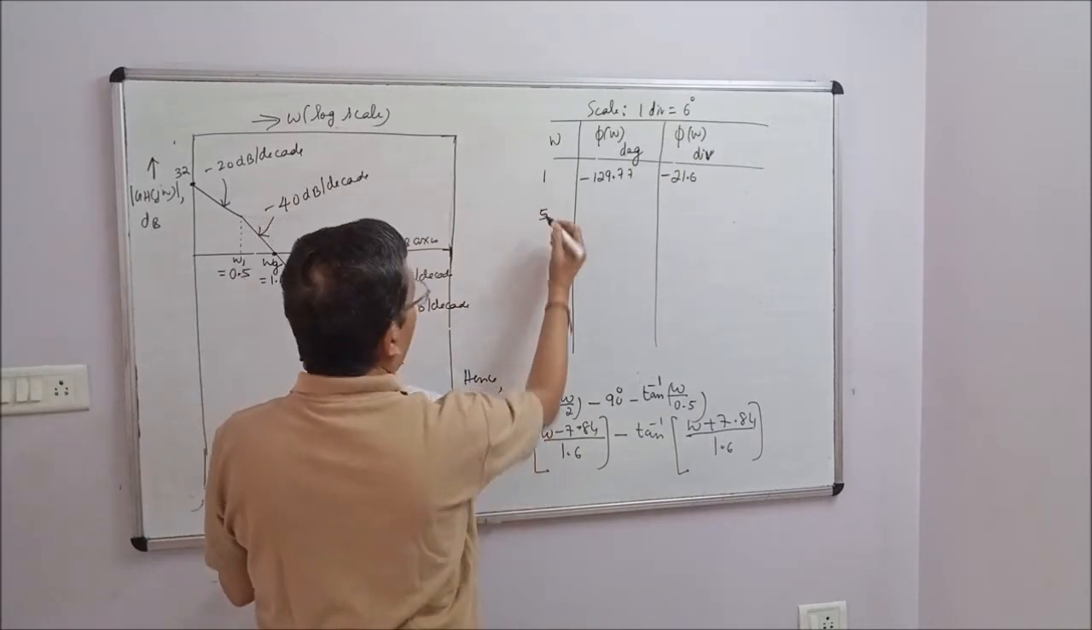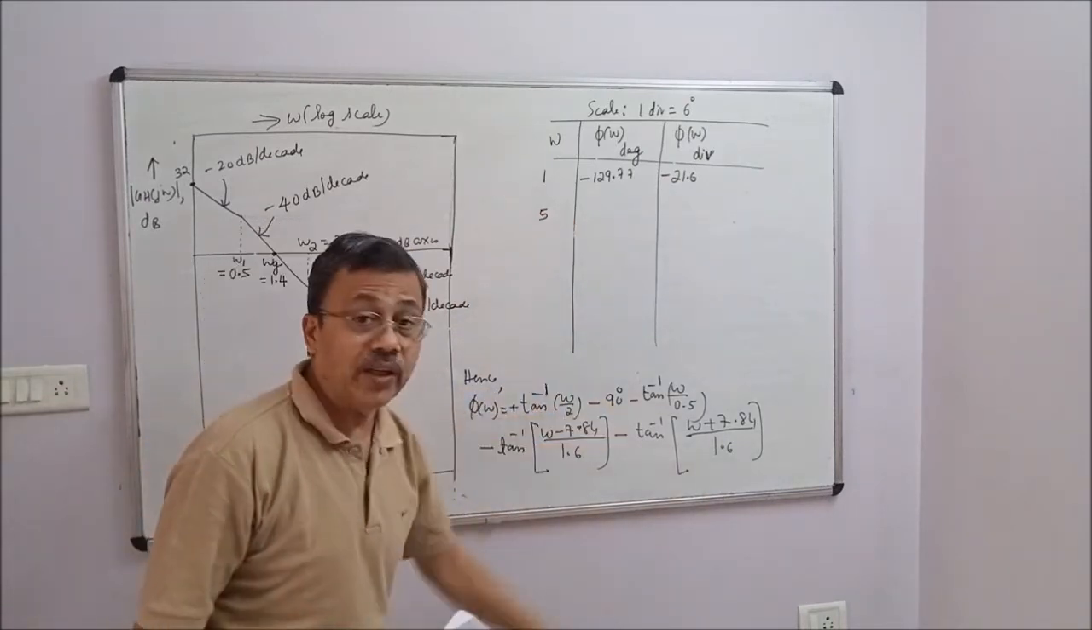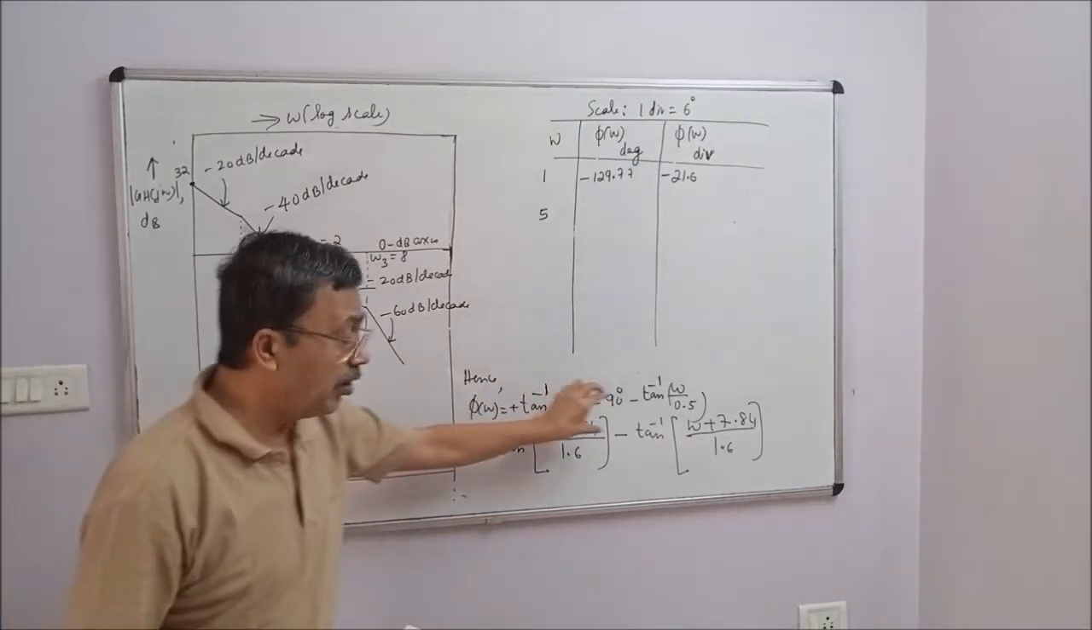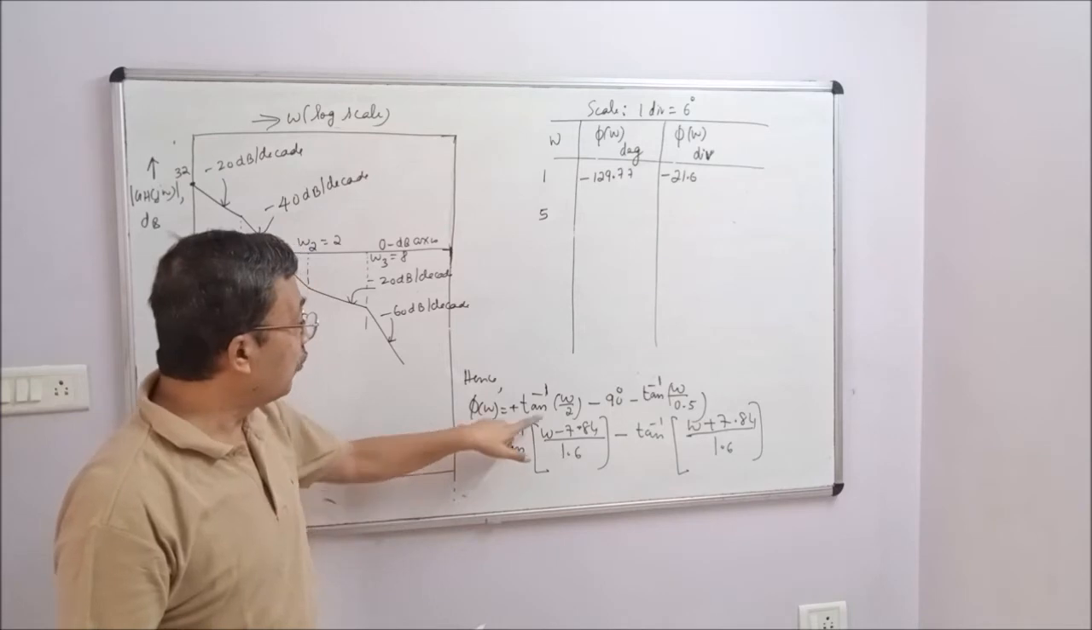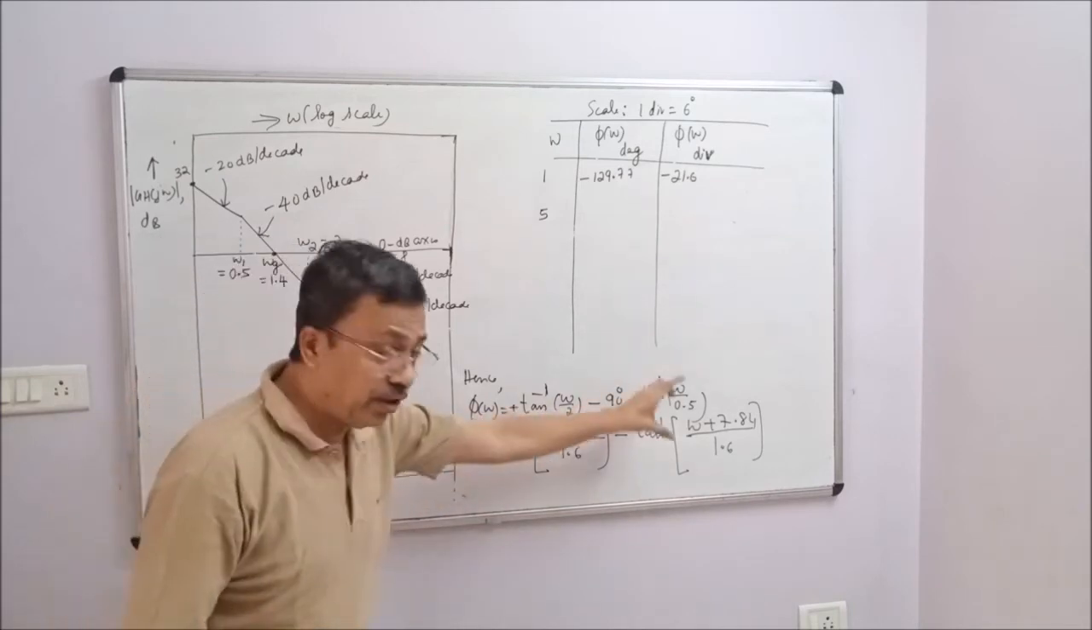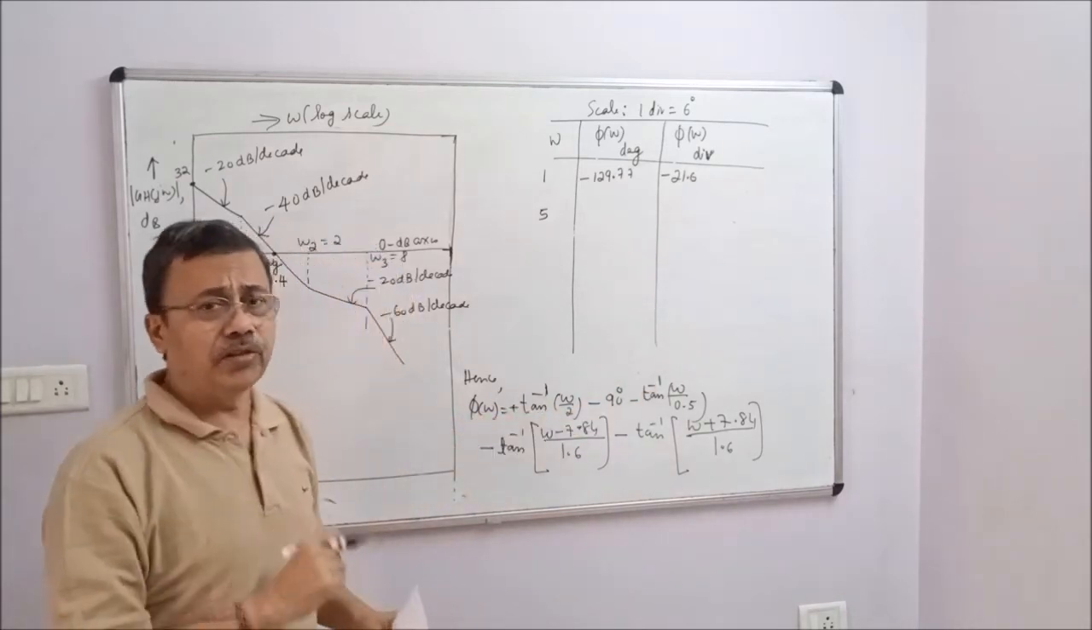Then I give omega equal to 5 in this expression. What I suggest is enter this equation in the calculator and keep giving values to omega. Don't substitute omega equal to 1 here. Enter this equation, then keep giving values to omega.